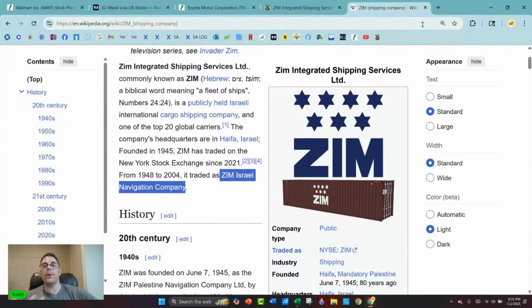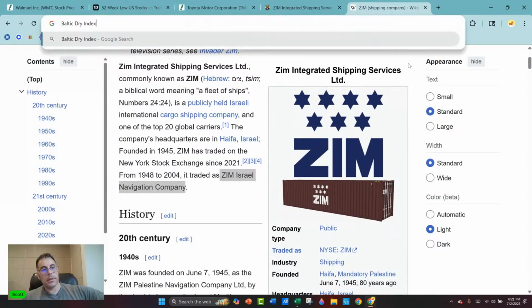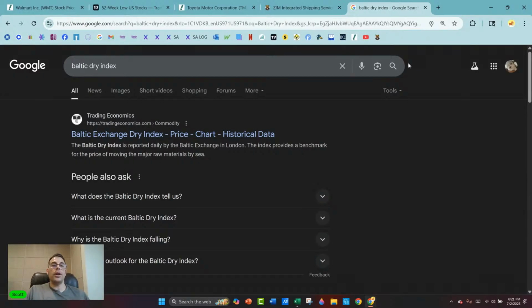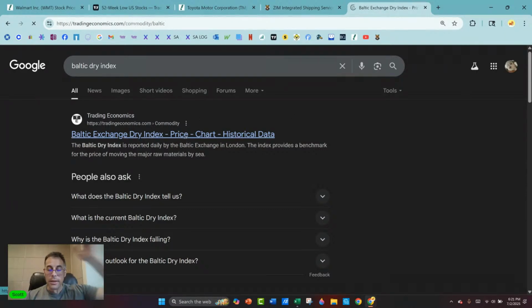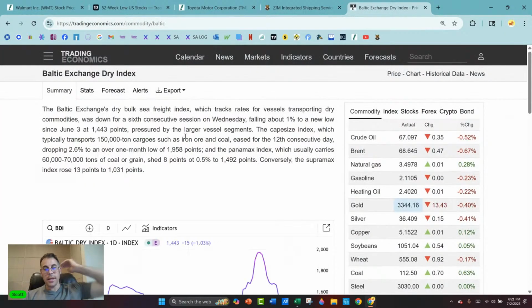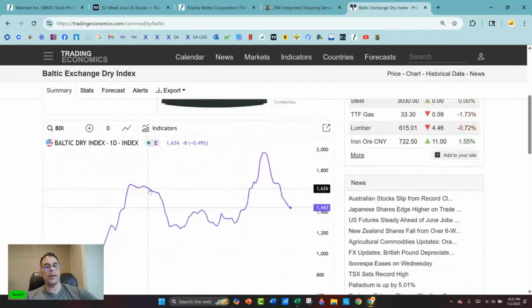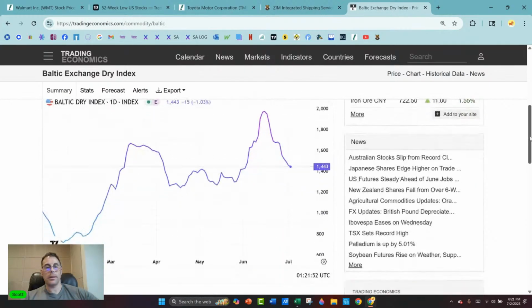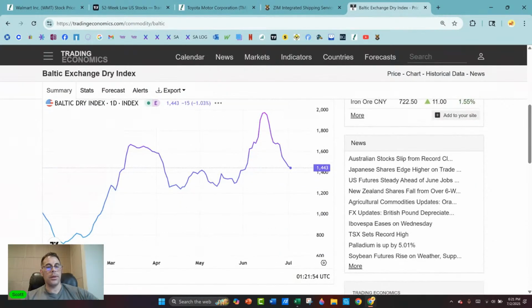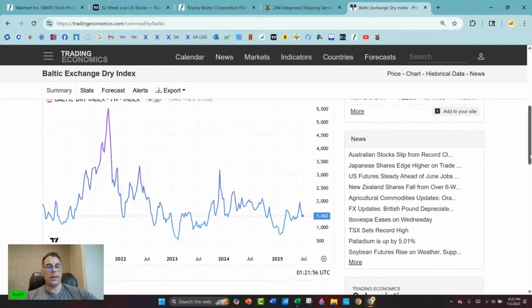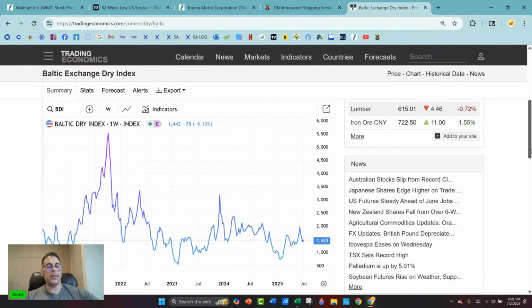Dry for dry bulk cargo. Oil is not dry shipping. If you ship grain, that's dry. But this is how you track rates, and when rates get real high, I'll show you. So this is the Baltic Index.